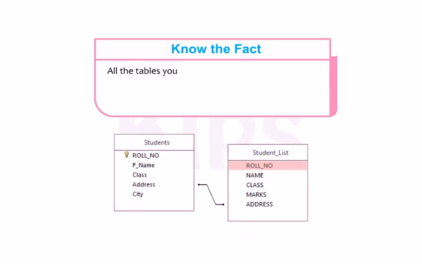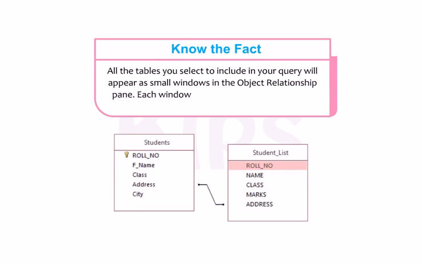Okay students, know the fact. All the tables you select to include in your query will appear as small windows in the Object Relationship pane. Each window contains a list of the available fields within those tables.